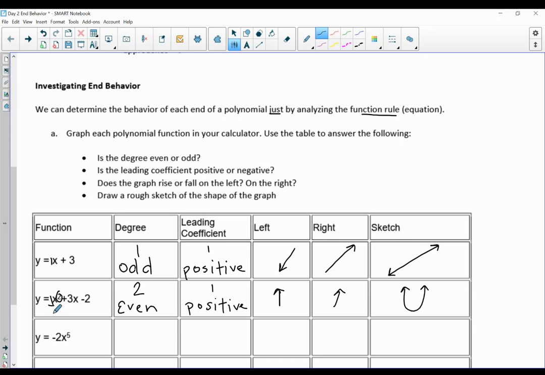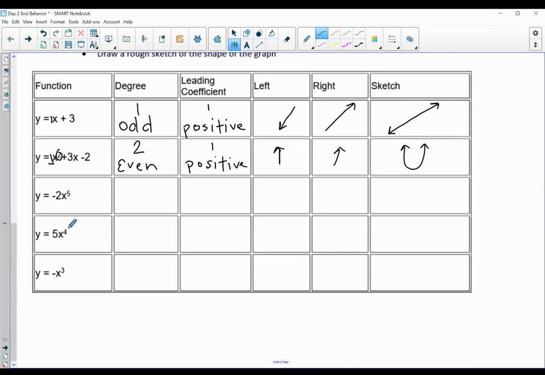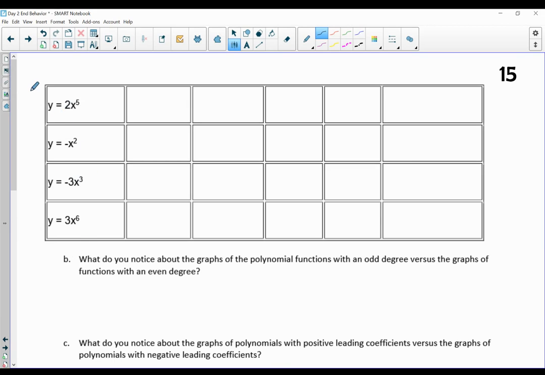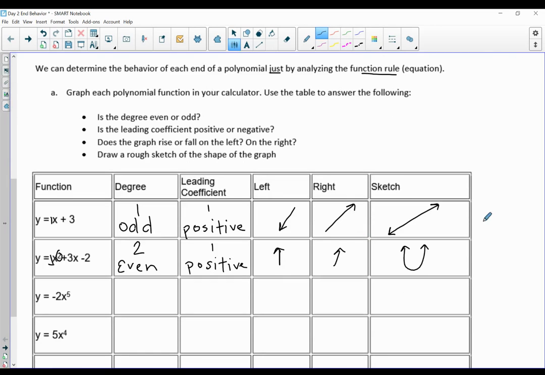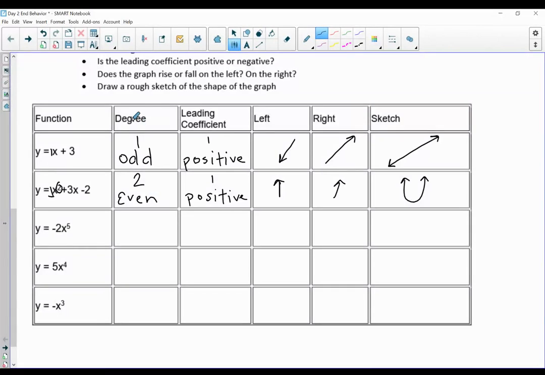So now I want you to fill in the rest of these. So graph them on Desmos. Graph all of these functions on Desmos. And see what's happening on the left, what's happening on the right, sketch it, and fill in if the degree is even or odd, and what the number is, and if the leading coefficient is positive or negative, and what the number is.